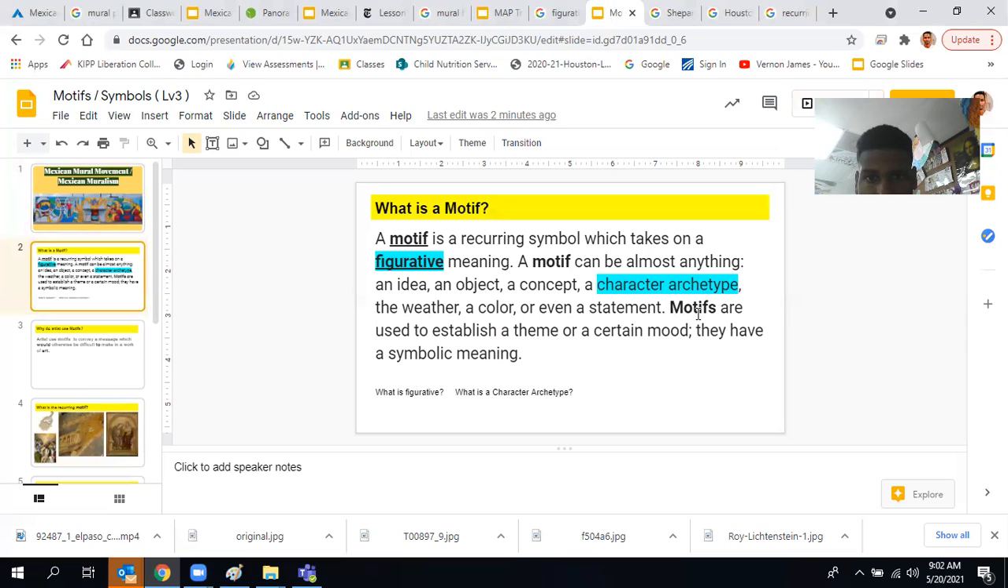Motifs are used to establish a theme or a certain mood. They have a symbolic meaning, and it's trying to create a theme and a mood. Just keep that in mind.